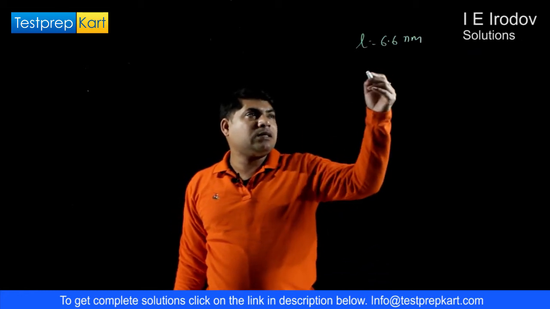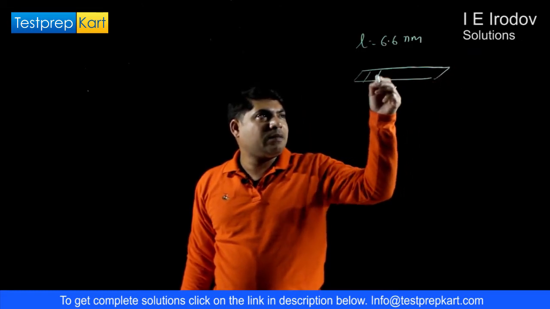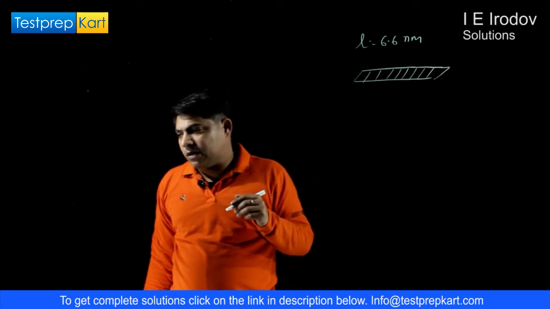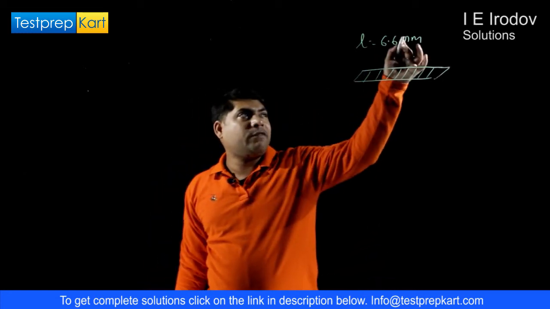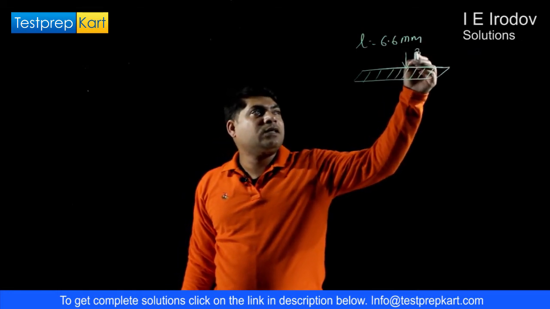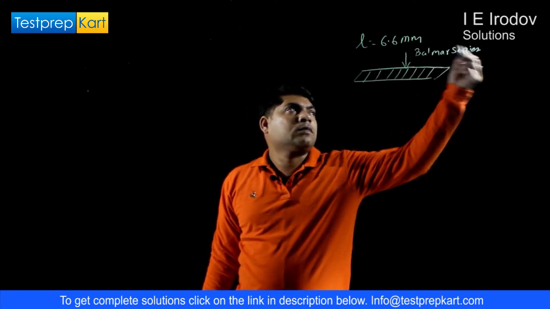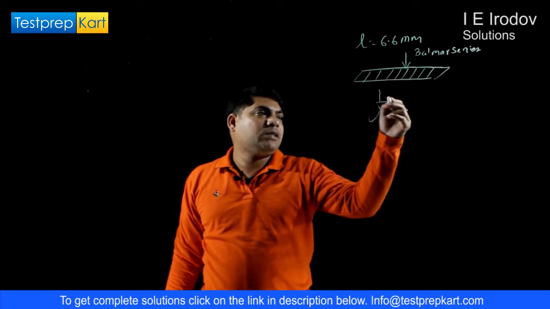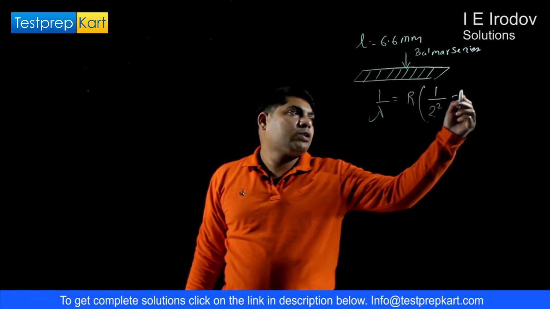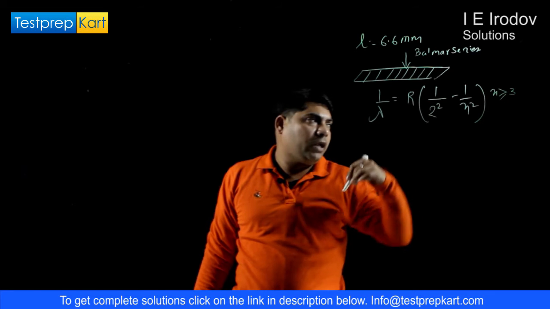So basically there is a diffraction grating, and the gratings are separated by the width 6.6 millimeter, in fact. A hydrogen beam is falling on it. The series is the Balmer series, and we already know for the Balmer series 1 over lambda is equal to R times (1 over 2 square minus 1 over n square), where n is greater than or equal to 3.